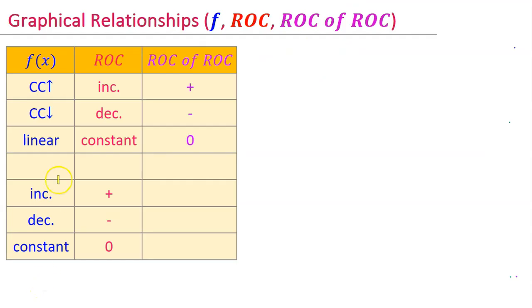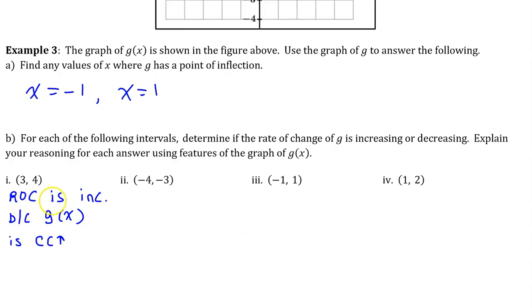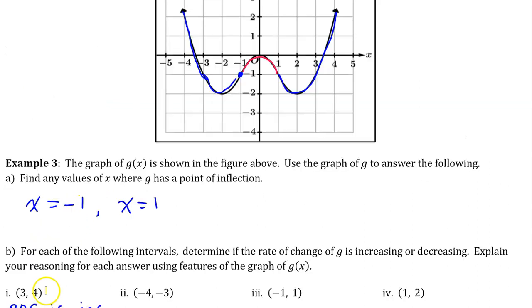And again, when f is concave up, the rate of change is increasing. We can say the rate of change is increasing because g of x is concave up, and these abbreviations are accepted by the College Board.